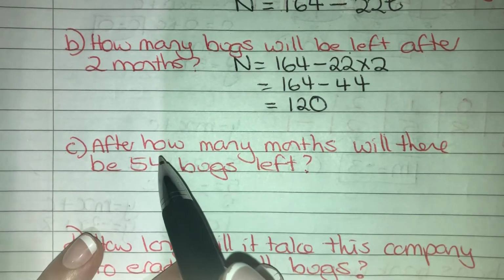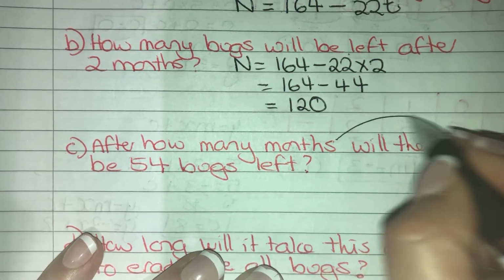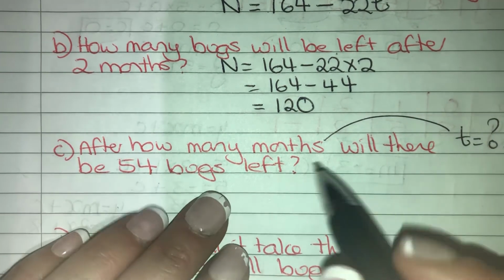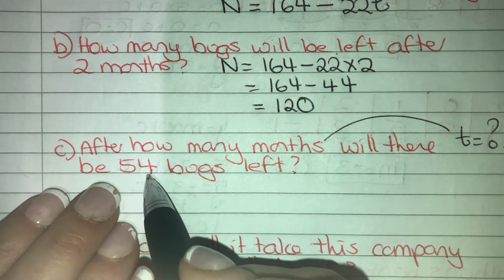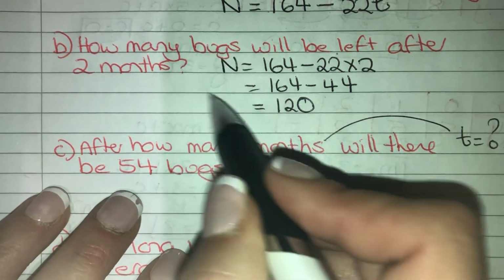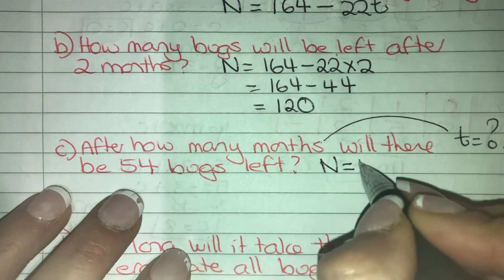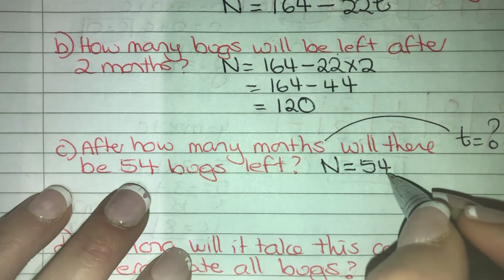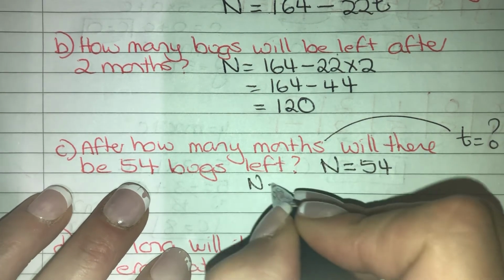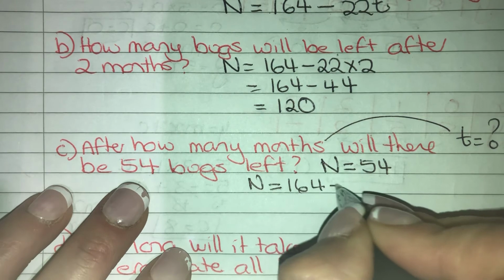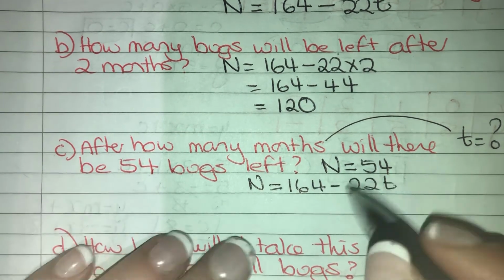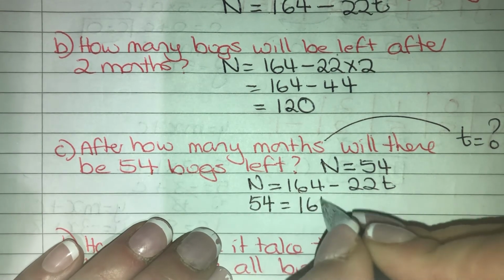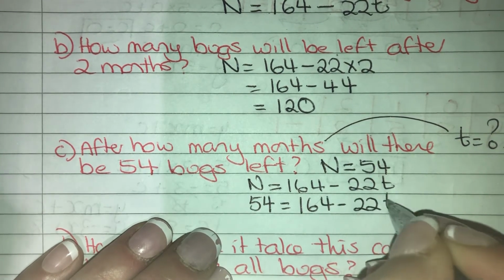After how many months will there be 54 bugs left? What does that mean? This time you don't know what T is, you want to find T. They're telling you the N this time. So they're saying when, as in T, will N be 54? We know our equation is N equals 164 minus 22T. This time we put the N over here: 54 equals 164 minus 22T.